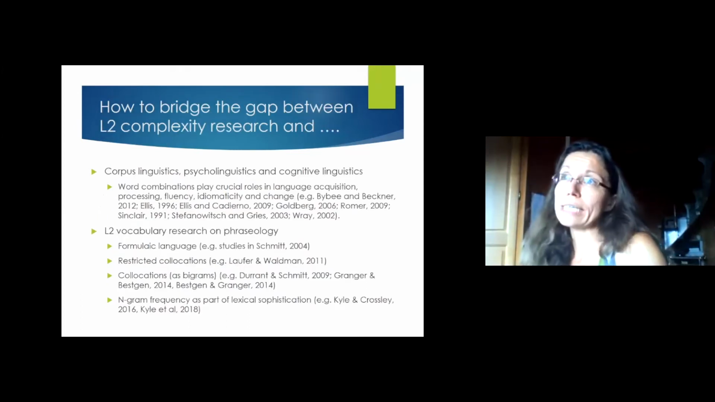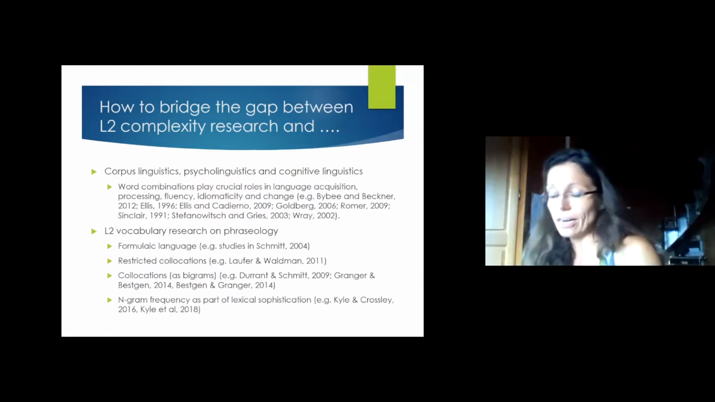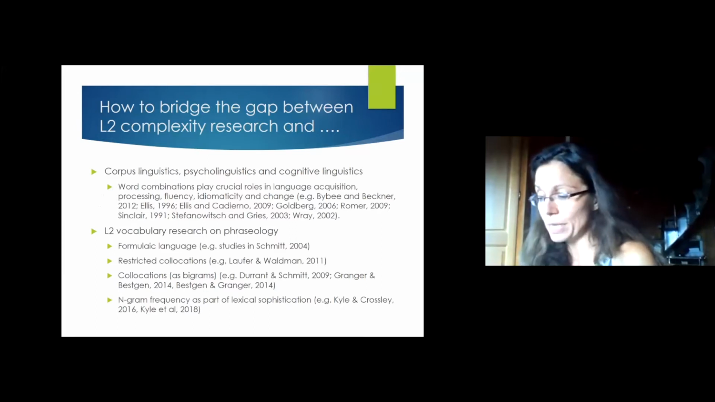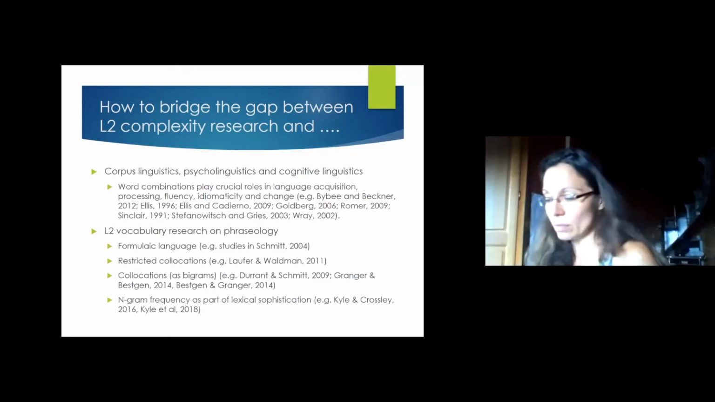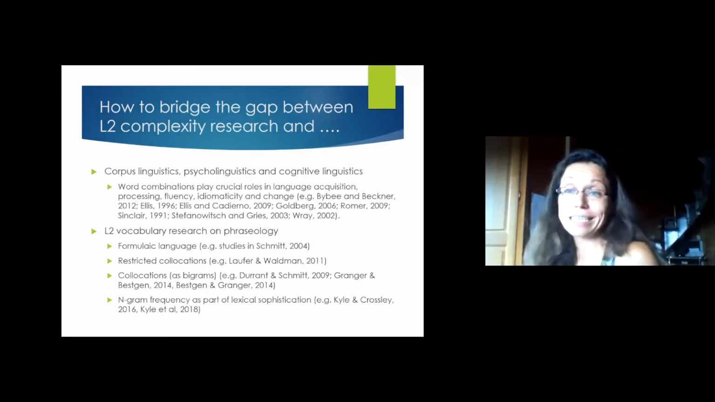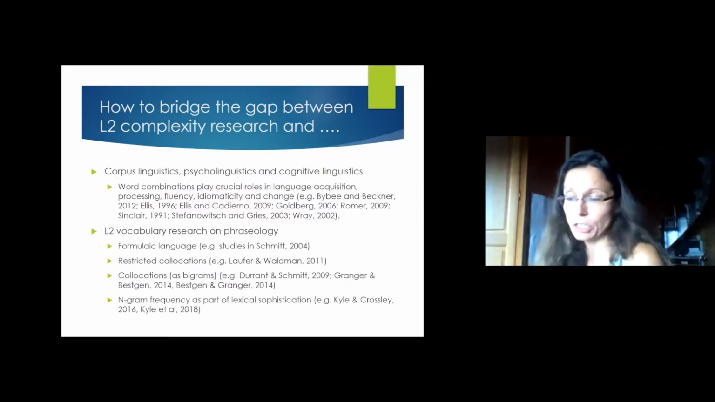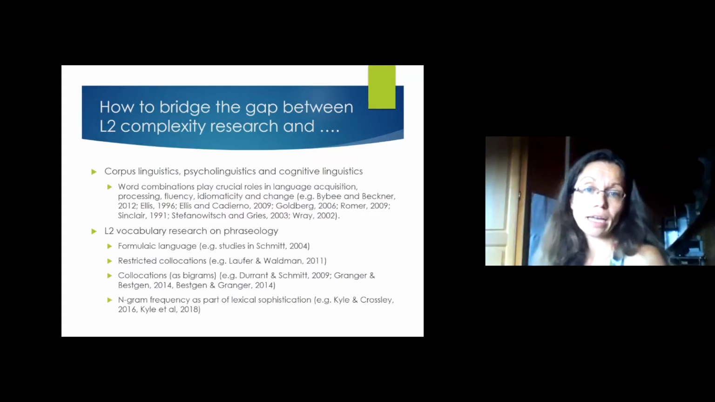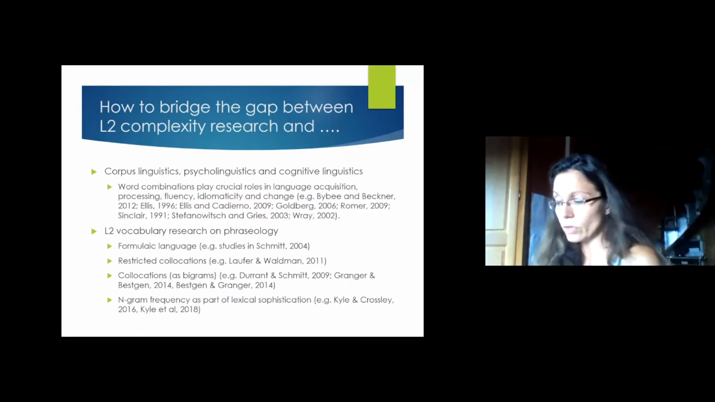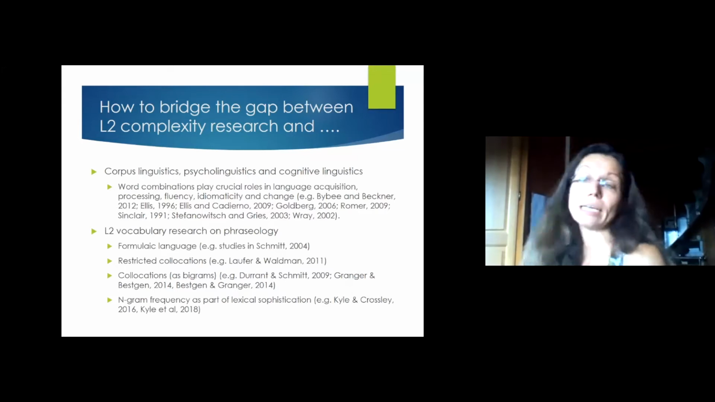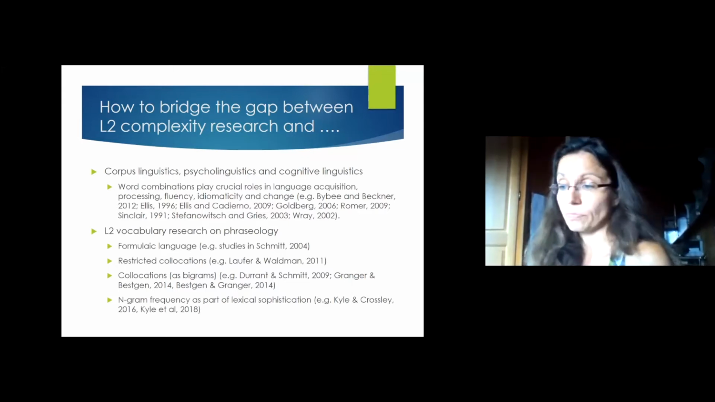There is also a need to bridge the gap between L2 complexity research and other disciplines where word combinations have been at the forefront of scientific inquiry for the last few decades. Studies in corpus linguistics, psycholinguistics, and cognitive linguistics have demonstrated repeatedly that word combinations, and you may call them, they may be framed in terms of phraseological units, formulaic sequences, collocations, constructions, or colostructions, well, these word combinations play crucial roles in language acquisition, processing, fluency, idiomaticity, and change. There is also an extended body of literature on phraseology in L2 vocabulary research that would arguably need to be better integrated in L2 complexity studies.